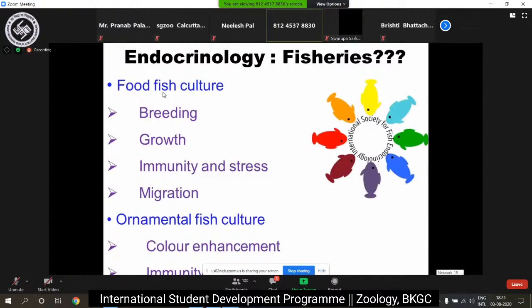For ornamental fish culture, of course, we want to buy something with more color. So color enhancement is definitely an issue with respect to ornamental fish culture. And as we have said, the color pattern in a fish often depends on the distributional pattern of the melanophores. And the melanophores are regulated by this MSH.